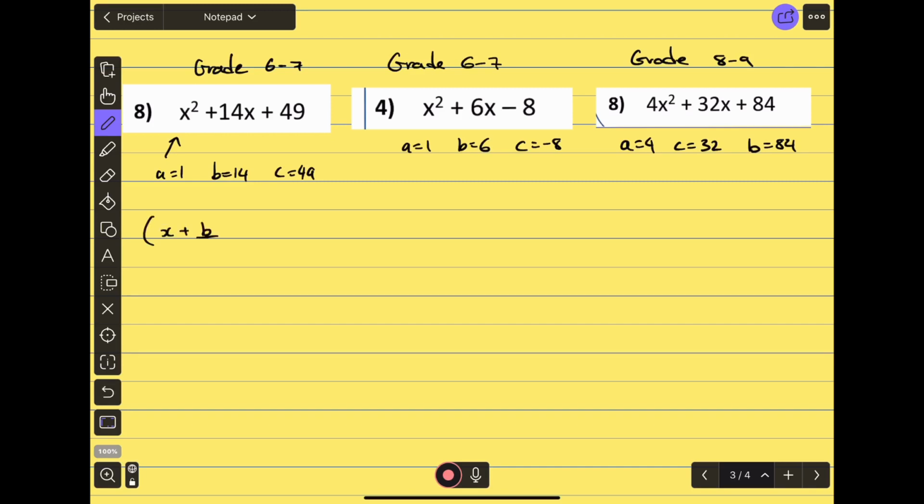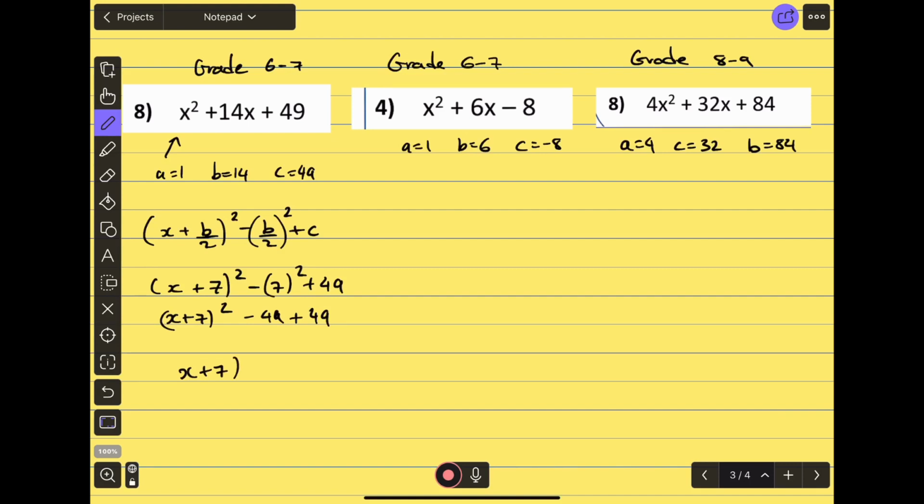So the formula that I use is x plus b over 2, all squared, take away b over 2 squared, plus c. Please note that you're always going to be taking away because something squared is always positive. The reason as to why I've got 7 is because it's half the value of b, which was 14. And now you'll notice that it's minus 49, add 49 will give you 0. So therefore the question just finishes x plus 7 squared.